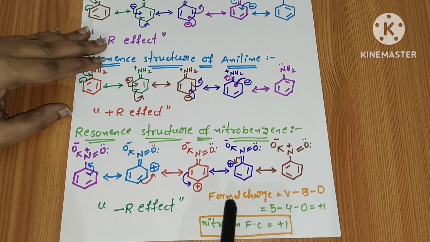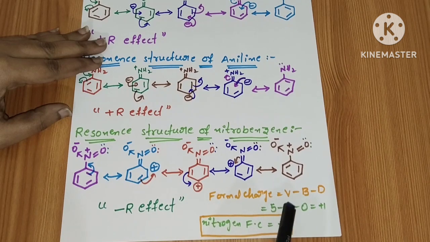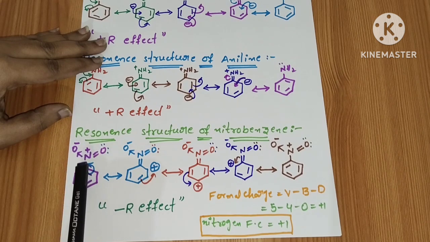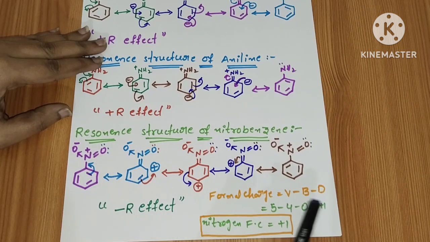So here we will calculate the nitrogen formal charge. Here the valency of nitrogen is 5, minus how many bonds are formed by the nitrogen? 1, 2, 3 and 4. 4, minus there is no lone pair of electrons on nitrogen, so 0. We will get plus 1. So the nitrogen formal charge is plus 1.